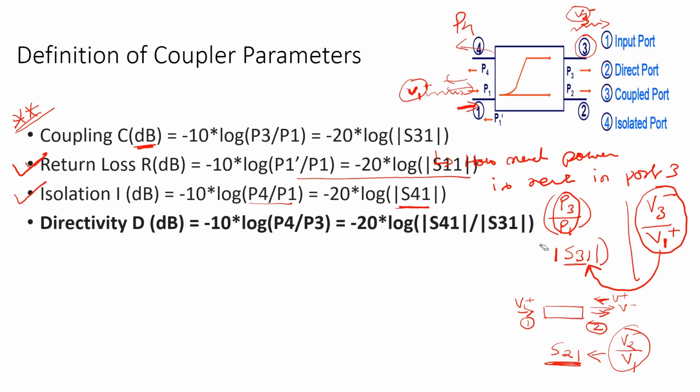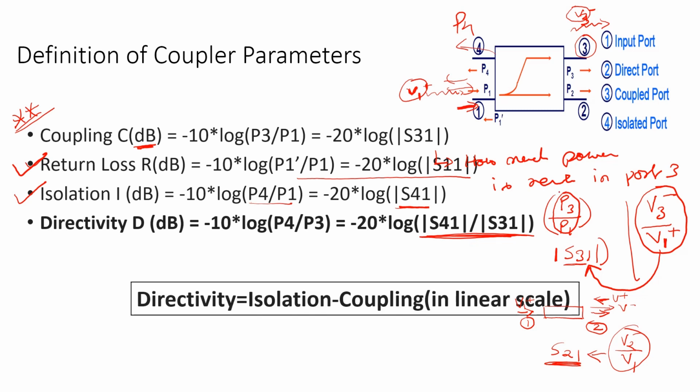Okay, now what is happening in directivity? It is a little complicated. So see, directivity you can't find out directly. For directivity, what is the formula? This is in linear scale. You need to have your isolation in linear scale, you need to have your coupling in linear scale. But if we want to derive it for dB form, then it will be isolation divided by coupling, because in the log form minus is division, and your isolation is S41 and your coupling coefficient is S31. So that's why it is coming like this.